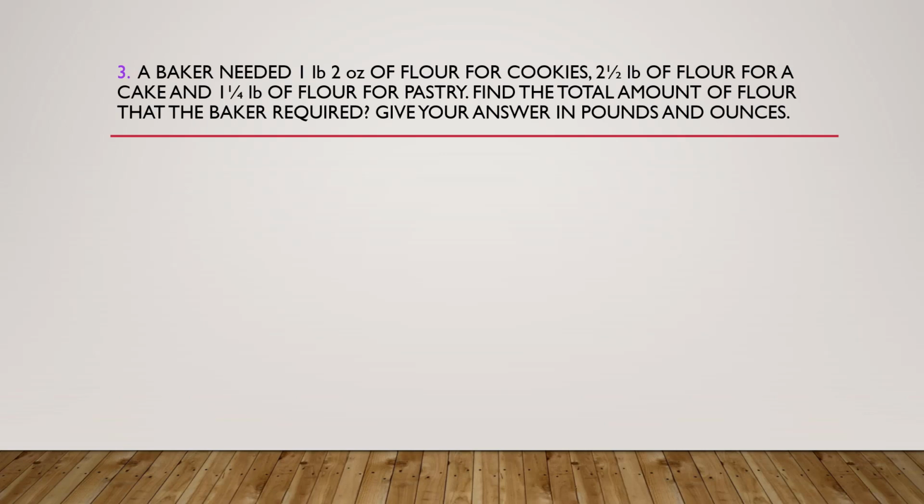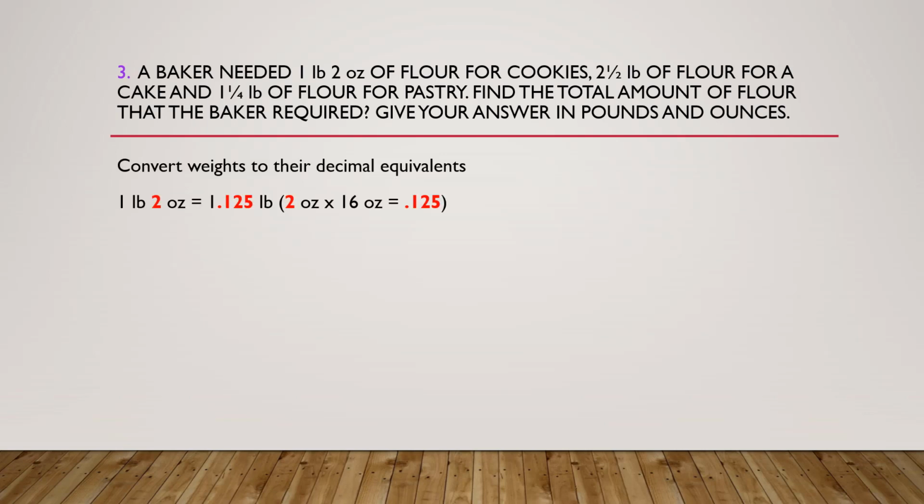A baker needed 1 pound and 2 ounces of flour for cookies, 2.5 pounds of flour for a cake, and 1.25 pounds of flour for pastry. Let's find the total amount of flour the baker required, and we're going to give our answer in pounds and ounces. So again, the first thing we're going to do is convert everything to its decimal equivalent. It's just much easier to calculate. So I'm going to take 1 pound and 2 ounces, and I end up with 1.125 pounds.